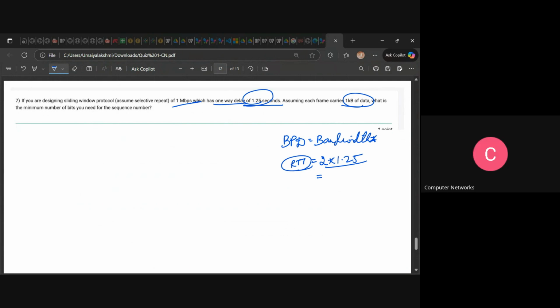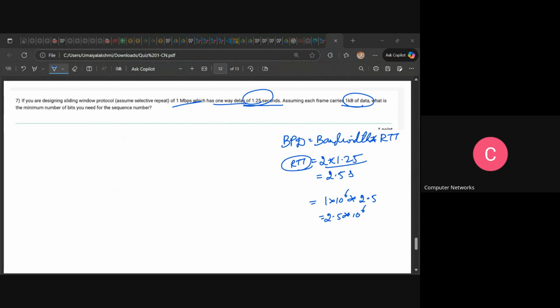Okay, so what will be the value I'll get? I'll get it as 2.5 seconds. This is my RTT. So here I have to multiply it with the RTT only. So bandwidth is 1 into 10 to the power of 6 into this 2.5 has to be multiplied. So what will be the value we get? 2.5 into 10 to the power of 6 bits.